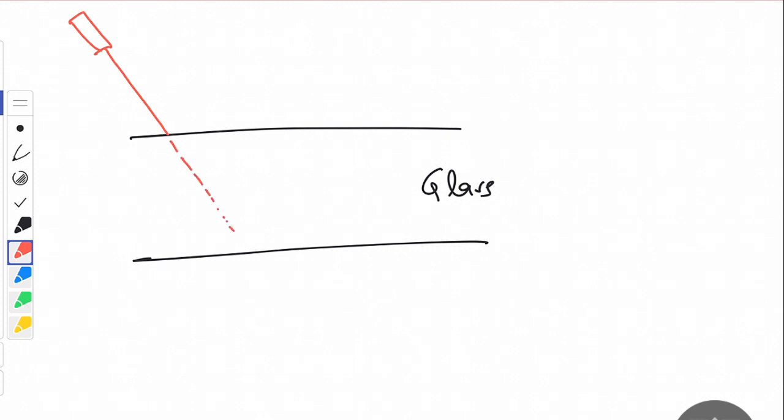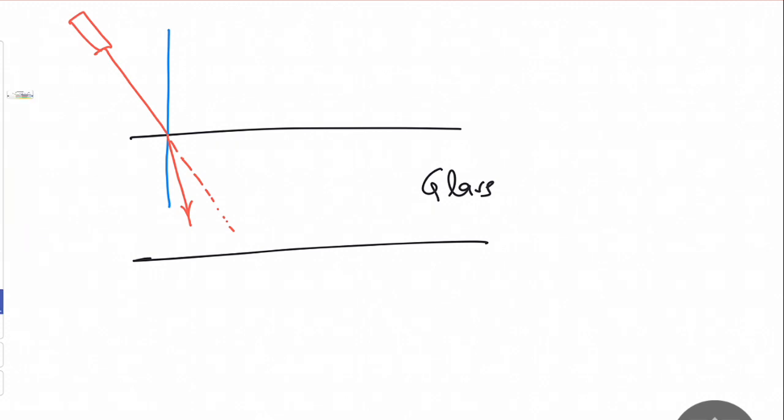If I draw a line which is perpendicular to the surface, instead of going straight, the ray will bend towards this blue line. Okay, it will bend towards this blue line. This is what we are talking about. And this blue line is given a name.